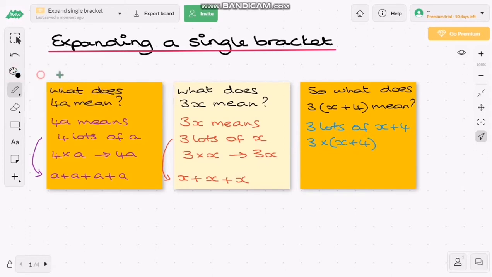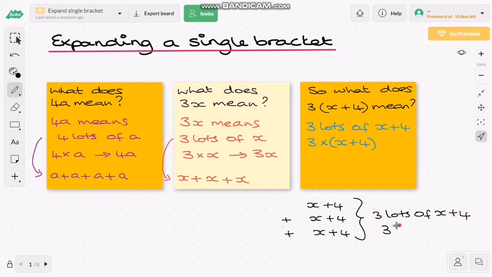Alternatively, it also means x plus 4, I'm going to write it here, x plus 4 plus another x plus 4 plus another x plus 4. As you can see, that's 3 lots of x plus 4, which is written as 3(x + 4). Okay? And we now need to be able to multiply this. So what is 3 lots of x plus 4? We need to figure that out. So we're going to look at that on the next screen.